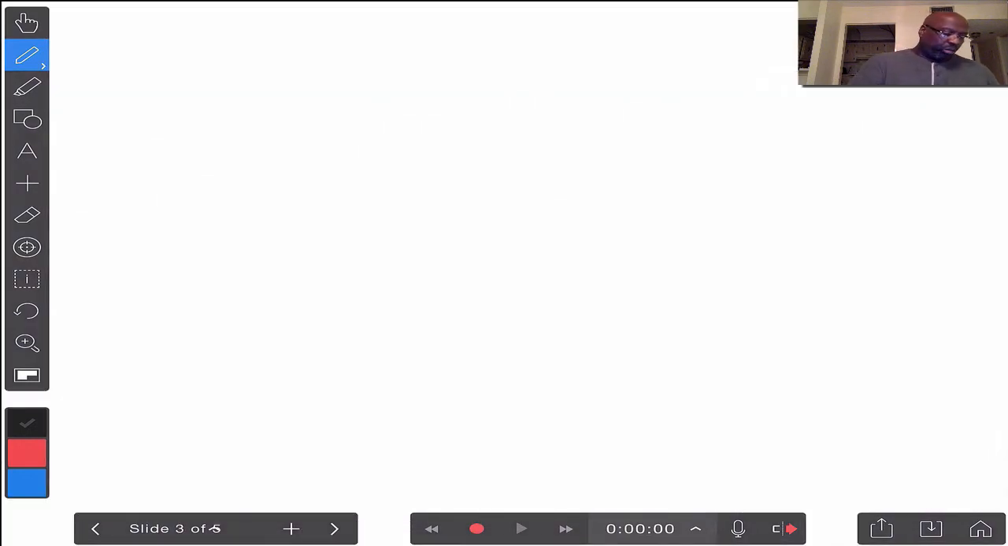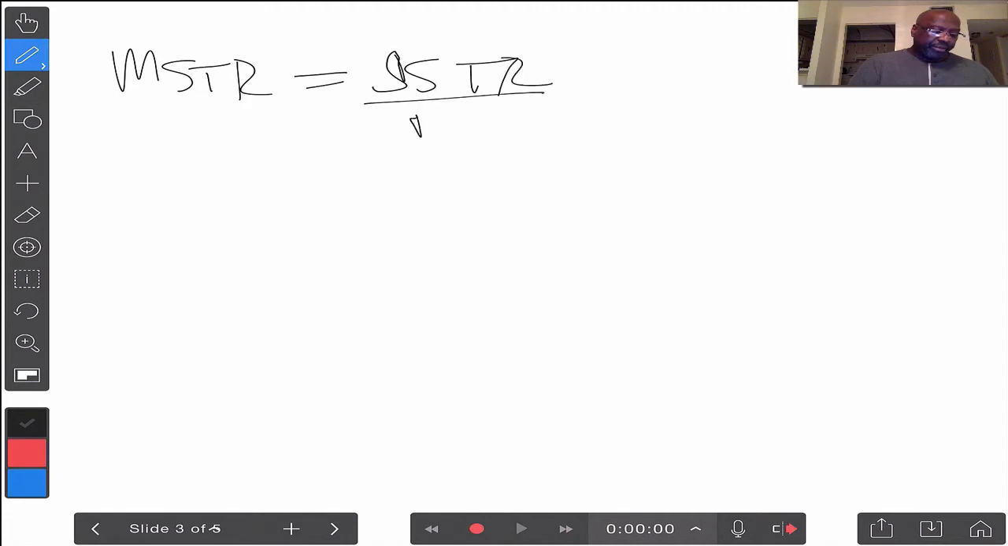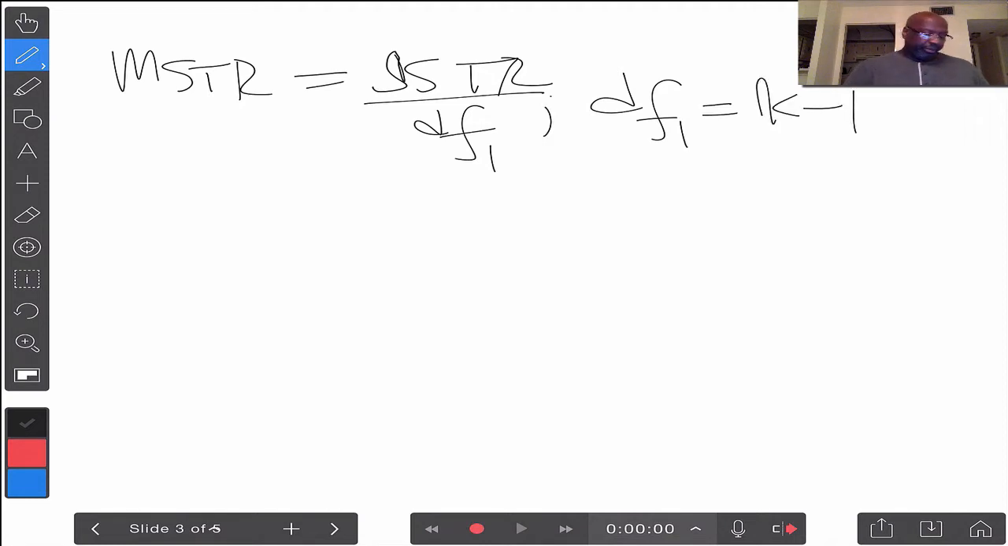So for MSTR, that would be SSTR over the degrees of freedom. Let's call it degrees of freedom 1. I need to be consistent. We normally do it with degrees of freedom 1. So degrees of freedom 1 in this case is just k minus 1. We already know that from before.